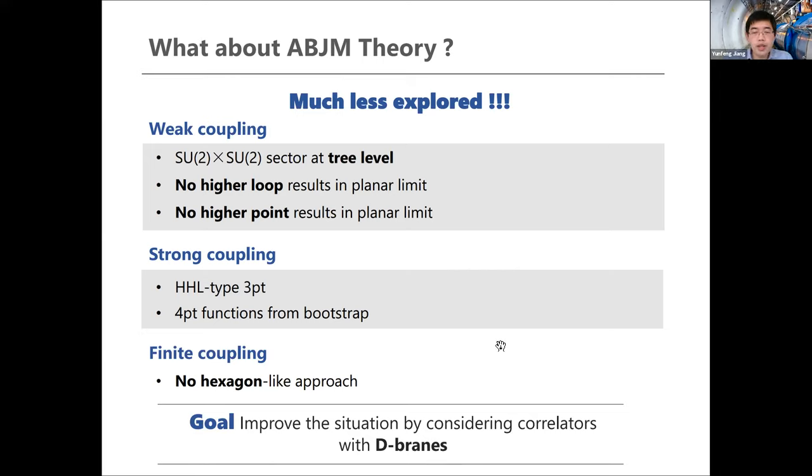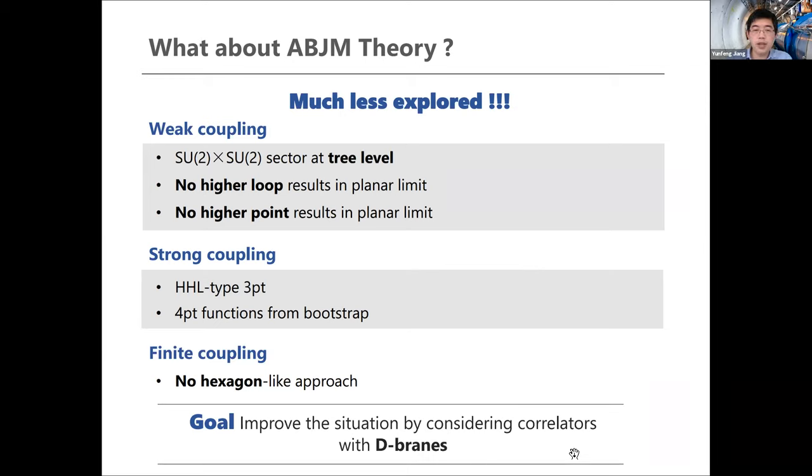Now, as I commented on the previous slide, correlation functions involving D-branes might be easier to compute compared to correlation functions of three single trace operators. That's why we want to start from this direction. Especially at finite coupling, I think we have a better hope to solve this problem when we compute correlation functions with D-branes.